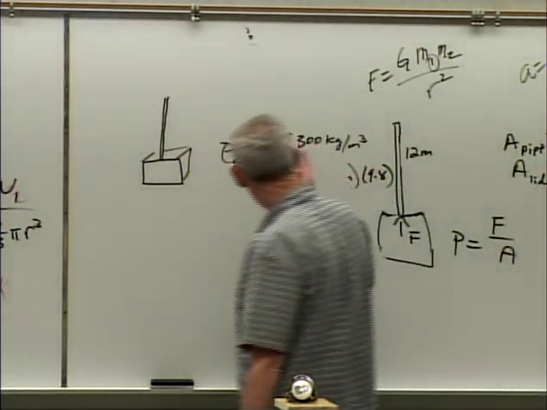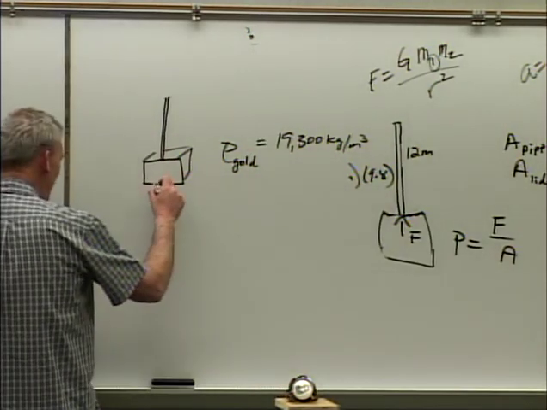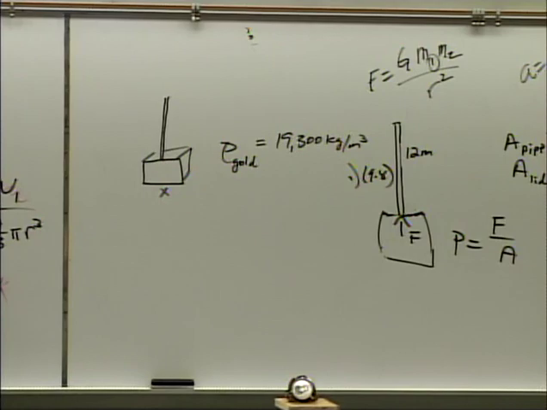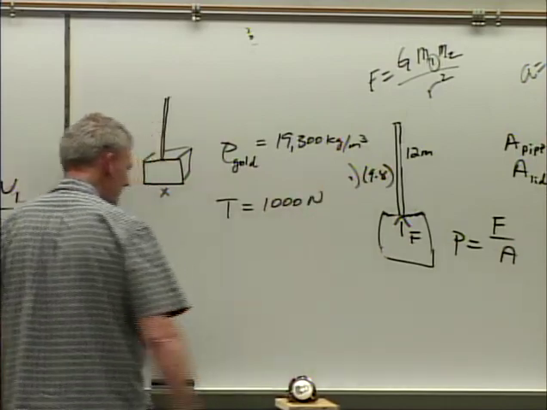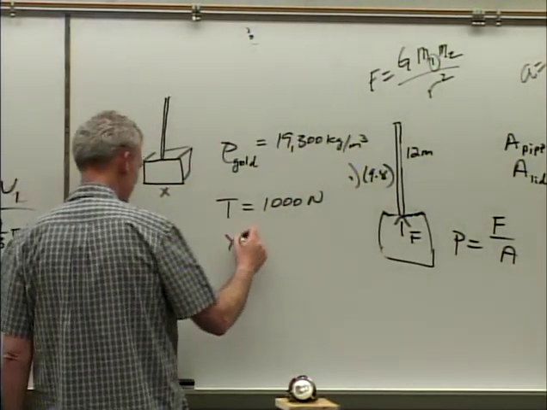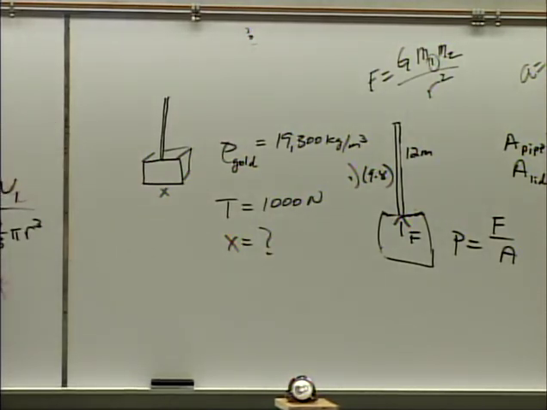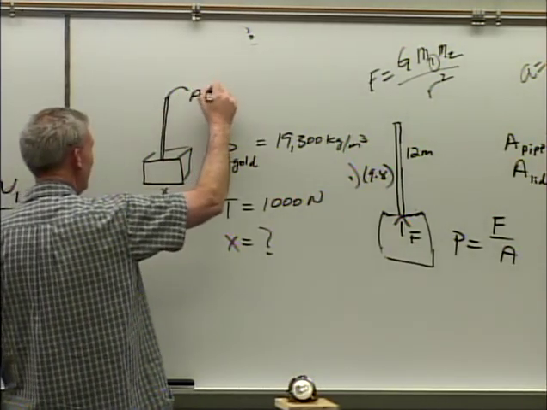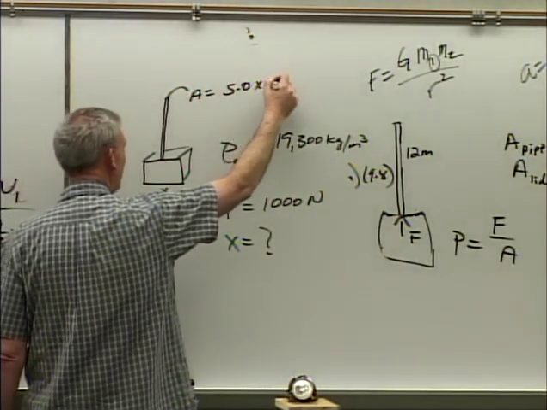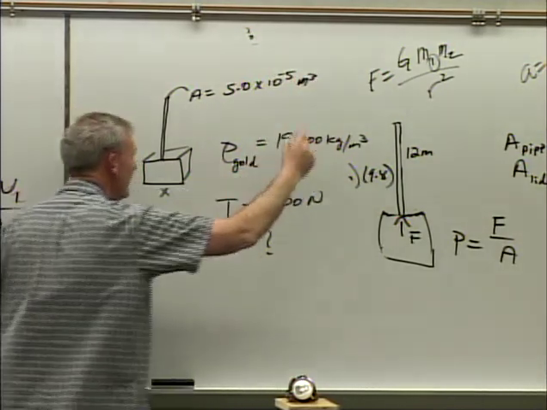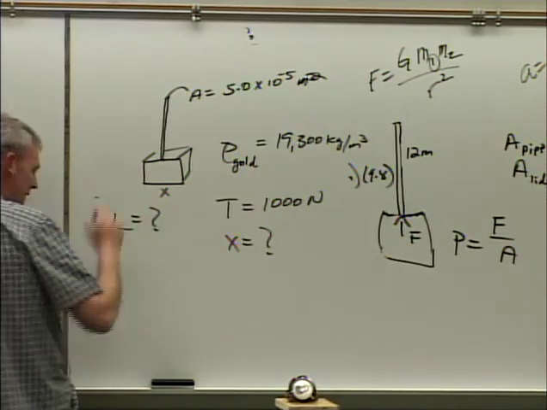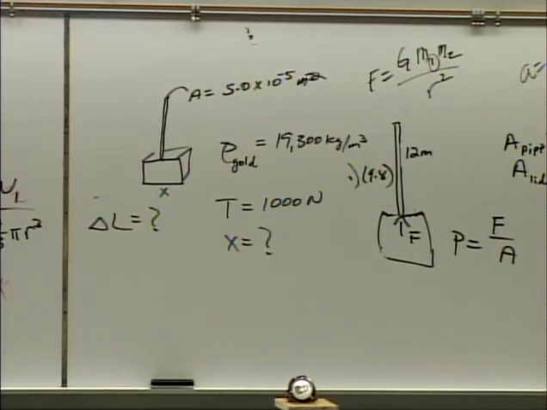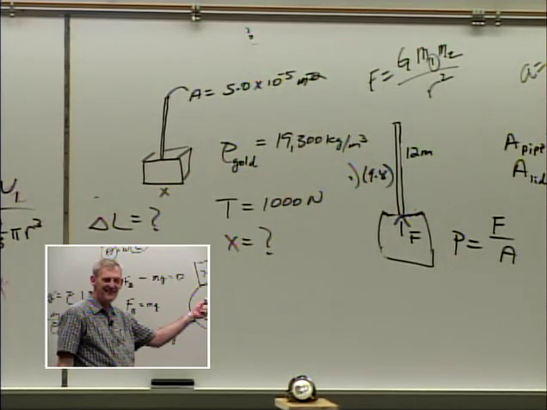But anyway, if you have gold, and I don't know what a side is, but I do know that the tension in this thing is equal to 1,000 newtons. What's x? And if this has a cross-sectional area of, say, 5.0 times 10 to the negative fifth meters squared, how much is it stretching? Those are two. That's a good problem. I thought it up myself.